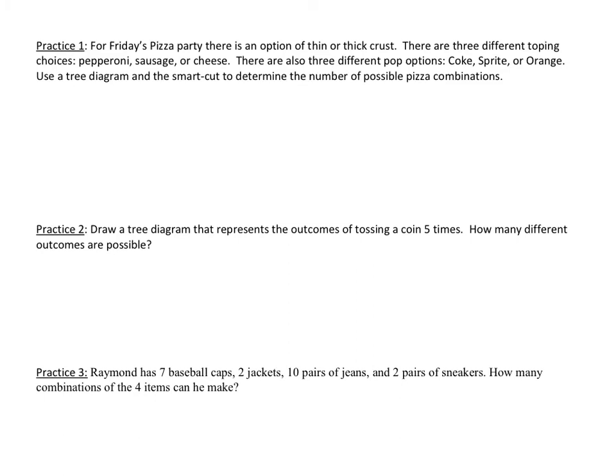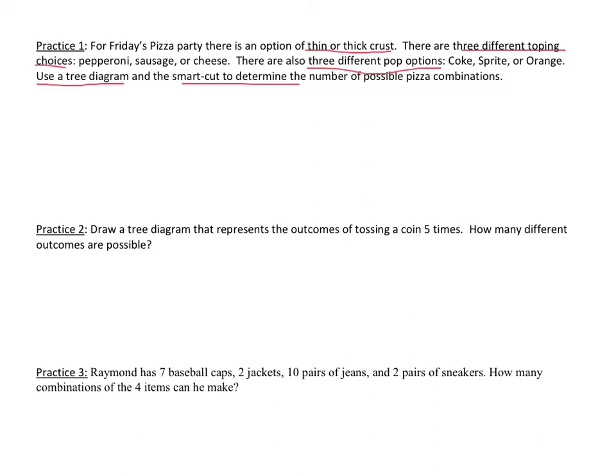So go ahead, take a minute. I want you to read number 1 on your own and use cups. It says, for Friday's pizza party, there's an option of thin or thick crust. There are 3 different topping choices. There are also 3 different pop options. Use a tree diagram and the smart cut to determine the number of possible pizza combinations.